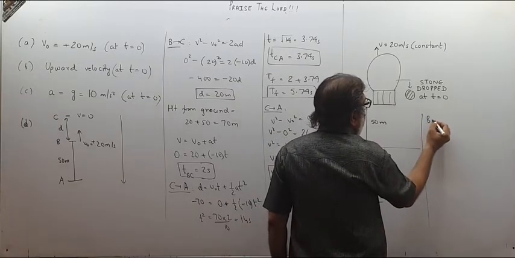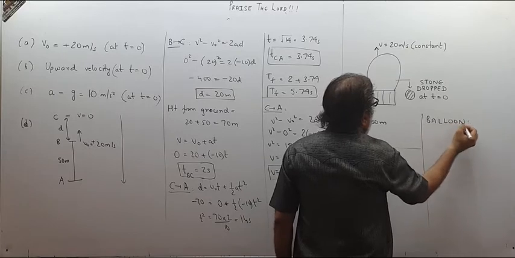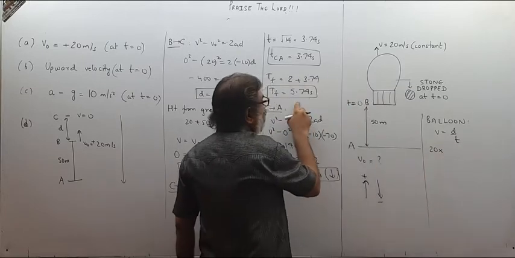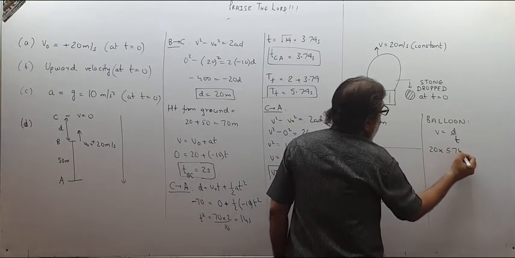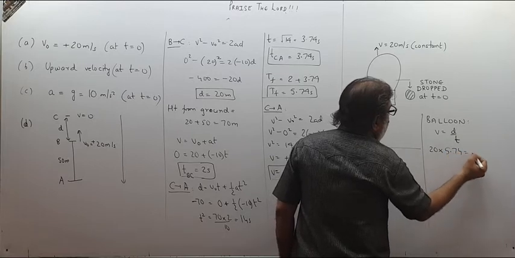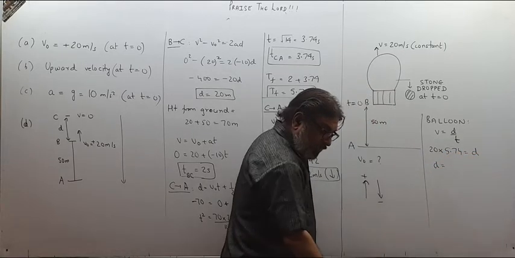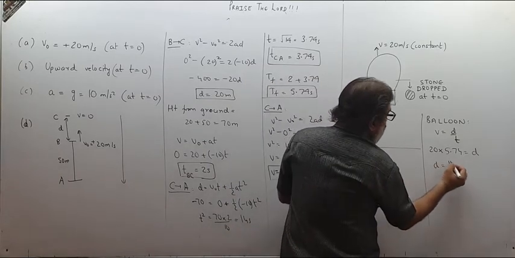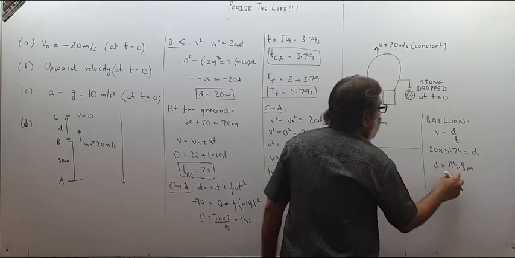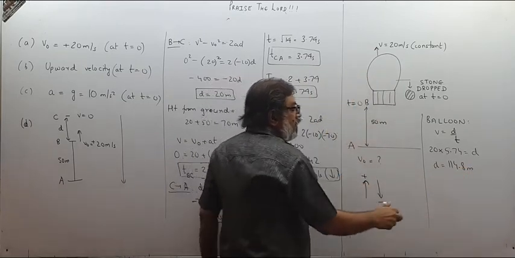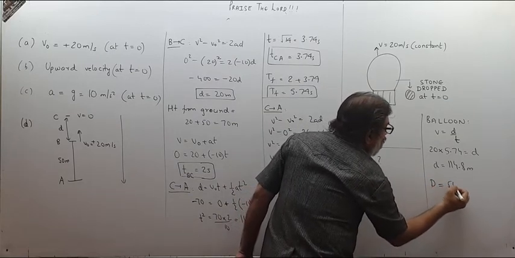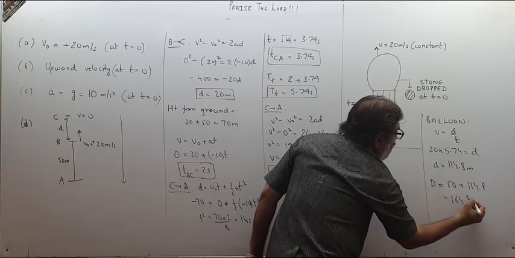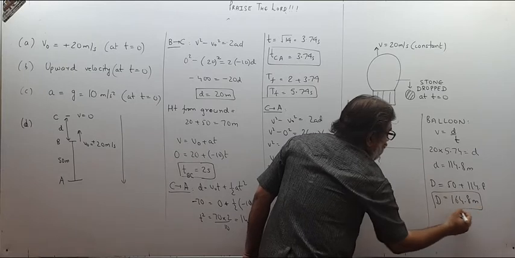So for the balloon, because velocity is constant, V equals D upon T. Velocity is 20, time taken is 5.74, and that is equal to D. So D is equal to 20 into 5.74, that is 114.8. So the balloon has traveled a distance of 114.8 from here. Total D from ground will become 50 plus 114.8, that will be 164.8 meter. This will be from the ground distance, like this you think.